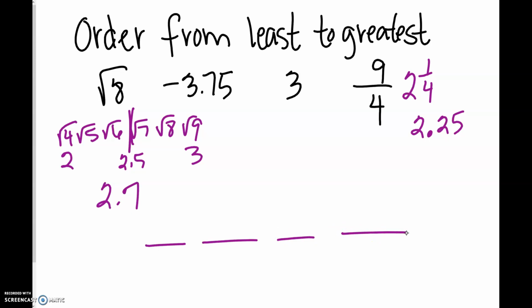So what is the smallest? Well, the smallest one is definitely going to be that negative value. Then what do we have? 2.7, 3, or 2.25. 2.25 or 2.7? Well, that 2.25 is smaller, so make sure you put the original number, 9/4. And then this 2.7 is your square root of 8. And the biggest number that we have here is 3.